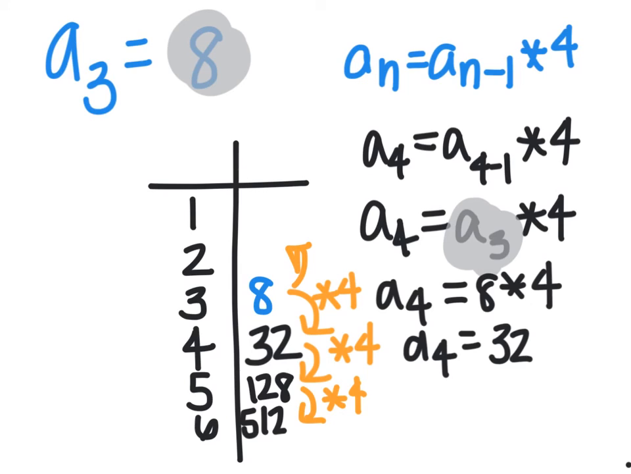So instead of multiplying by 4, I'm going to divide by 4. And 8 divided by 4 is going to give me 2. I'm going to do that one more time, and 2 divided by 4 is going to give me 1/2. So I have now found the first 6 terms in the sequence.